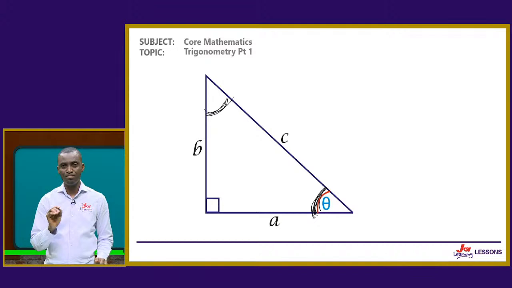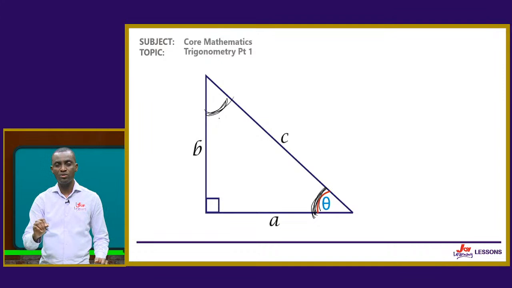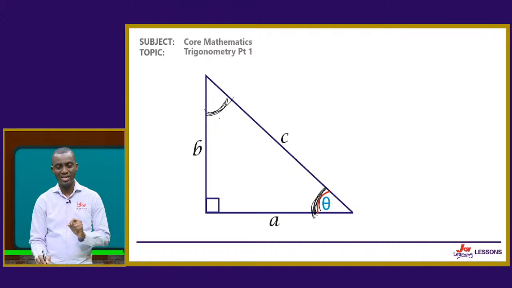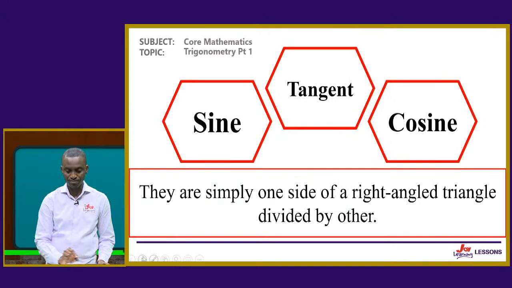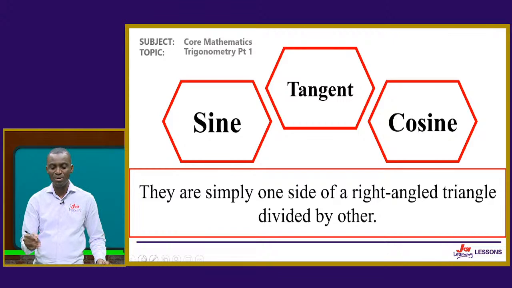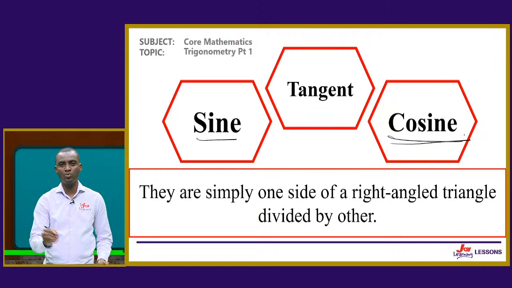Remember that we learned in plane geometry 1 that the sum of interior angles of every triangle is 180 degrees. So if this is 90 degrees, then the remaining two angles must add up to 90 degrees. When two angles sum up to 90, we call them complementary angles. Remember that. So we are going to use these ratios: the sine, the tangent, and the complement of sine, which we call the cosine. Because the two of them must always add up to 90. And all these are simply ratios, dividing one side of a right angle triangle by the other.